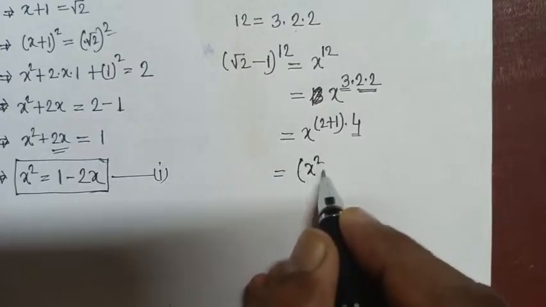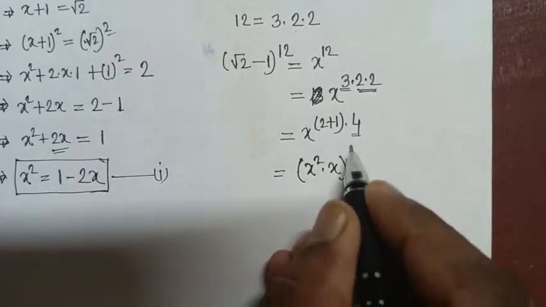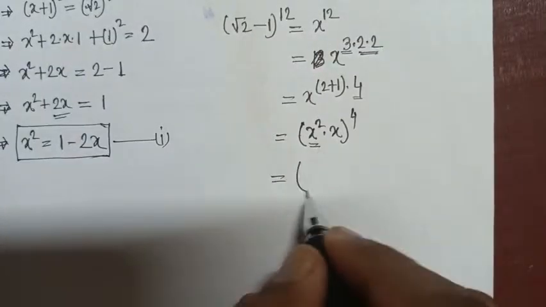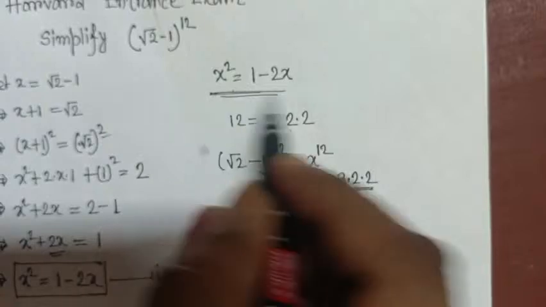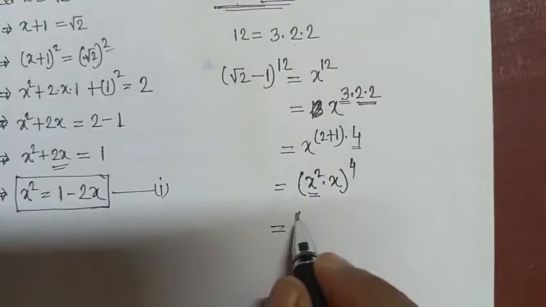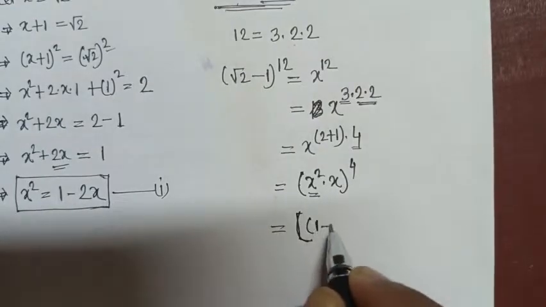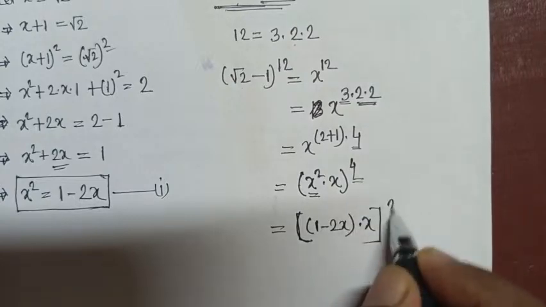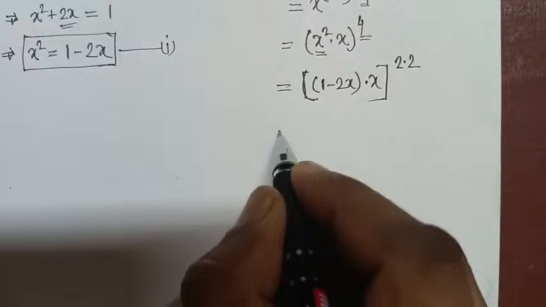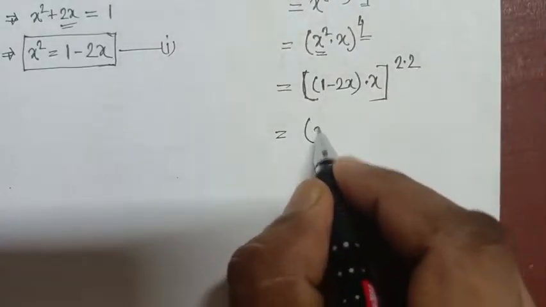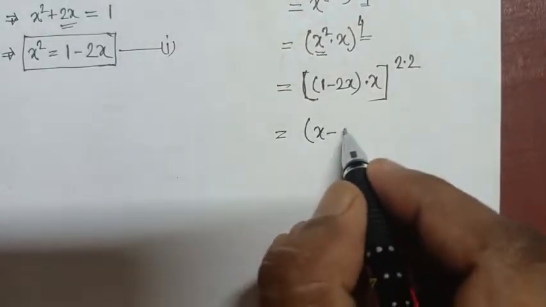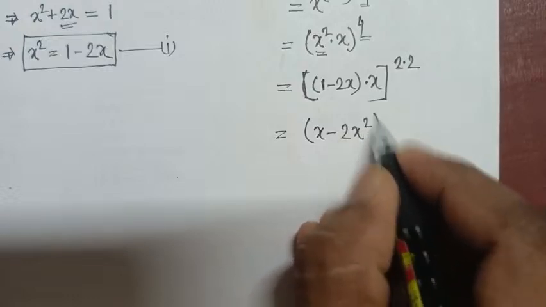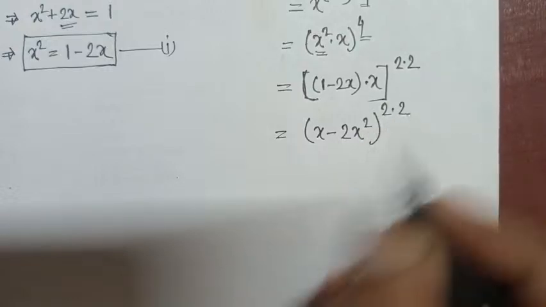x square into x to the power 4, and this x square we can write here as 1 minus 2x. I have just replaced x square with 1 minus 2x, and 4 can be expressed as 2 dot 2. So we can write that x minus 2, x square to the power square into 2.